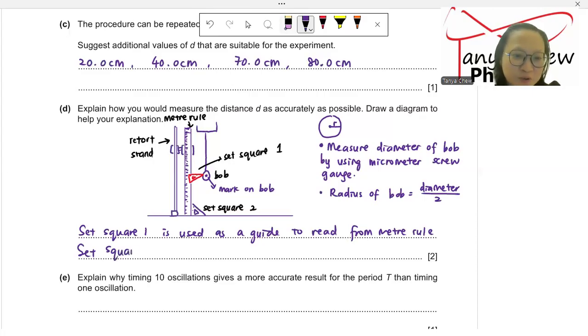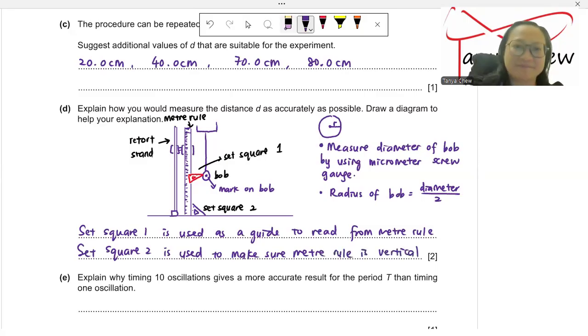Set square 2 is used to make sure the meter rule is vertical. Right, because all the readings depend on the meter rule. If the meter rule itself is not vertical, my distance D would not be accurate.